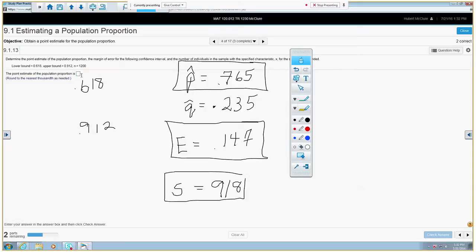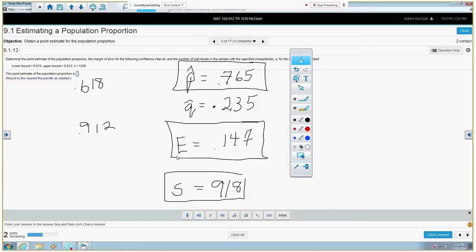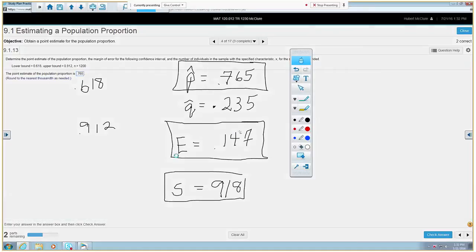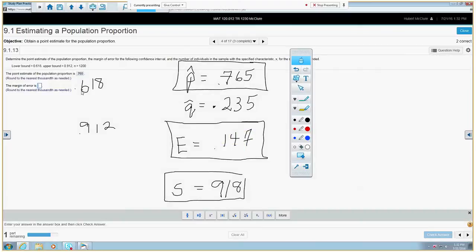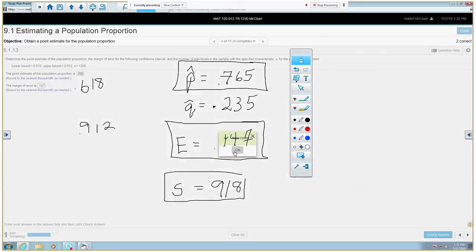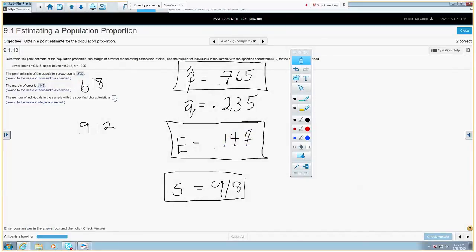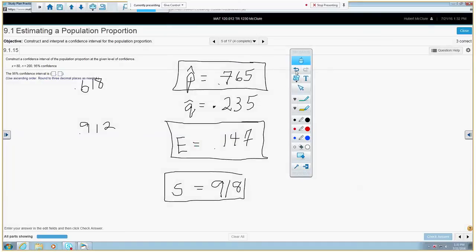So our point estimate is 0.765. Margin of error is 0.147. And your sample is 918. You feel good about yourself? To get the sample, you take your percentage, 0.765, and multiply that by n.